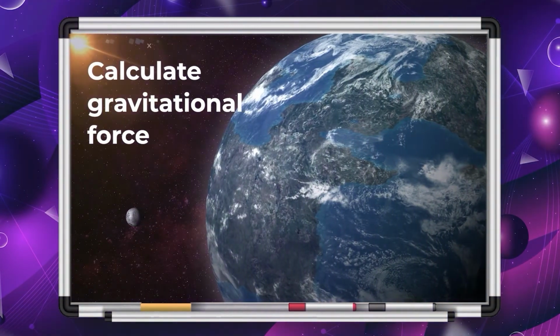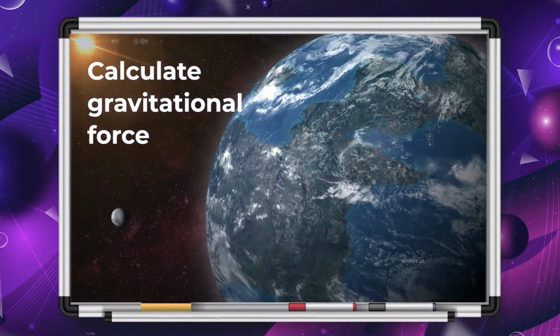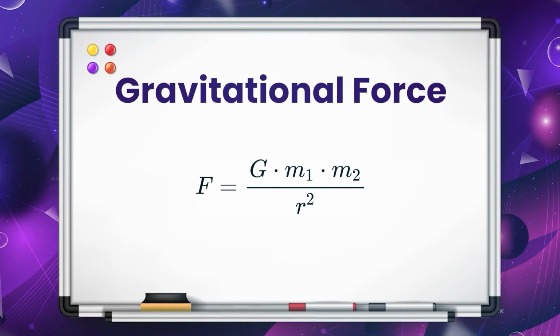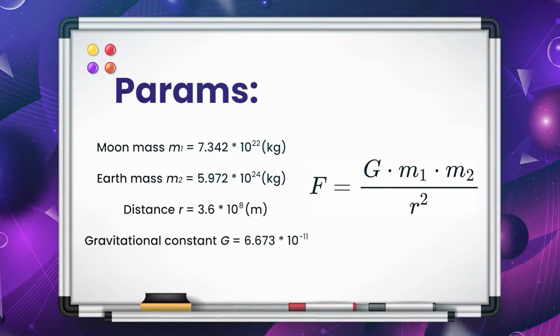Calculate the gravitational force between Earth and Moon. Here is the formula we are going to use. This is not a physics video, so I'm not going into details too much. You may look up the mass of the Moon and Earth. Distance between them is changing throughout the year, but let's take the minimal distance. This way we are going to calculate the maximum gravitational force.